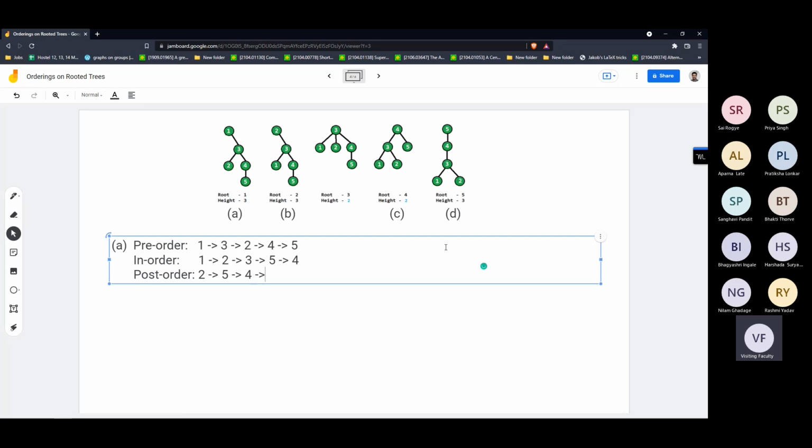So what does this complete? This completes the right subtree of 3. Okay. So then what do we write? Then we write 3. Okay. So this completes the right subtree of 1. And then last we'll write 1. So is this clear to everybody what is going on?